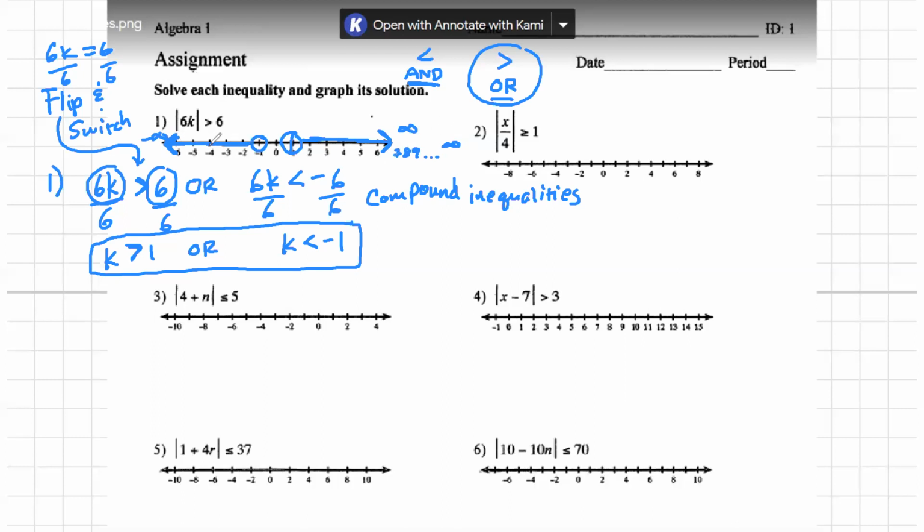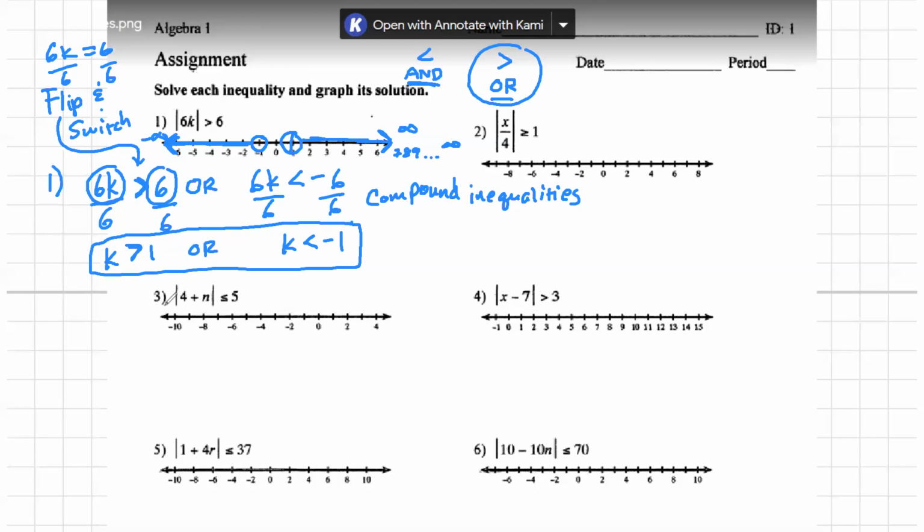So look at our graph. They're going away from each other. Why is it going away from each other? Because it's a greater than problem. All greater than problems will go away from each other unless you end up flipping the sign, which we will do later down here. Okay, so that's a greater than problem. This is a greater than problem, so I'm going to skip that one.